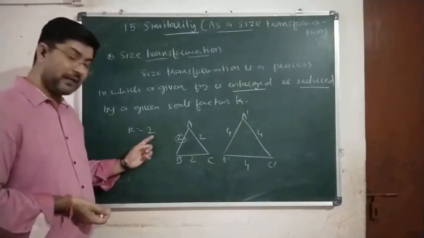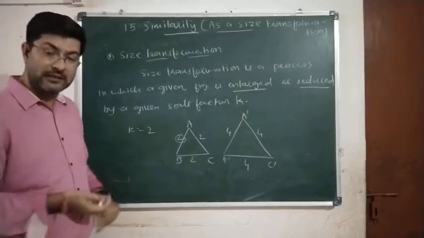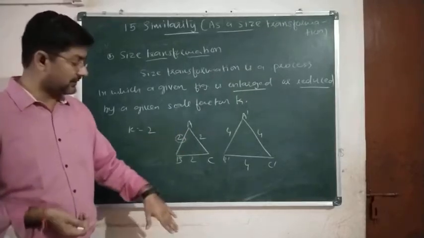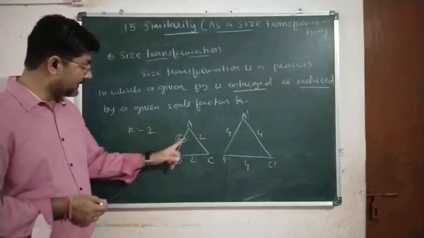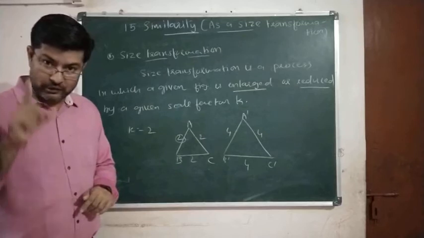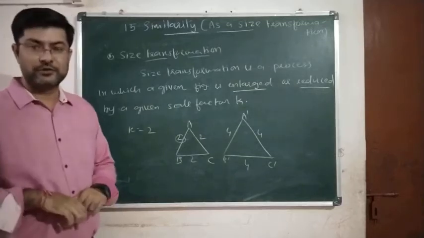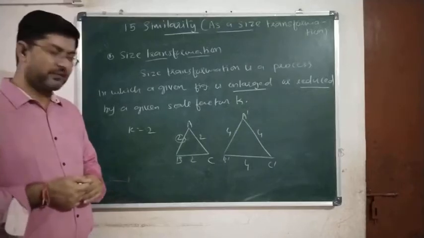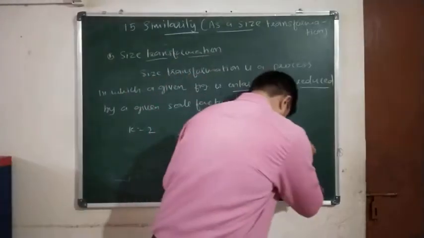If k has a value smaller than 1, then the size transformation will be a reduction. Because suppose you divide each side by 2, then you will get an equilateral triangle of side 1 unit each, yes or no? So that will be a smaller figure than this. So we have reduced the figure, we can say. Clear? Like this.